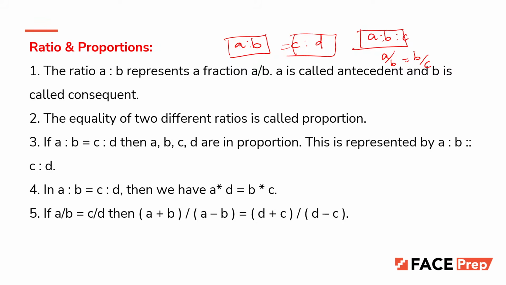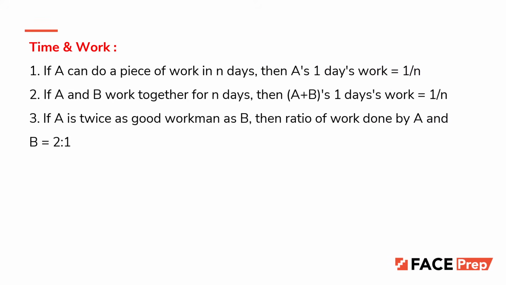And they have given that if we have A is to B is to C is to D, the product of the middle terms will be equal to the product of the extreme terms. Product of middle terms will always be equal to product of extreme terms, right? So that's all for the basic part of ratios.